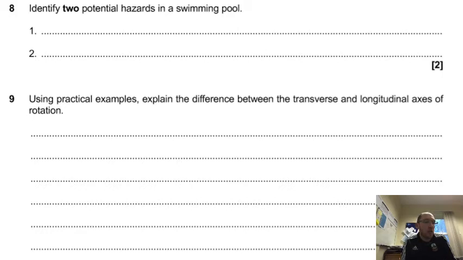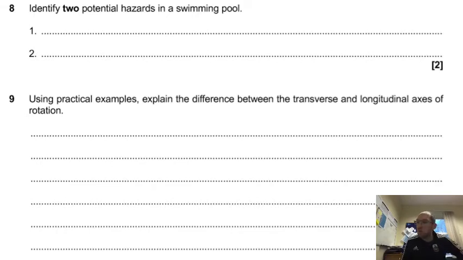Responses which stated a risk but also made reference to a hazard did gain credit. For example, slipping and banging your head on the floor because of a wet floor would have gained a mark.